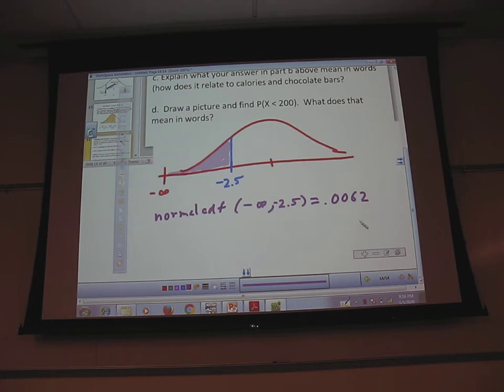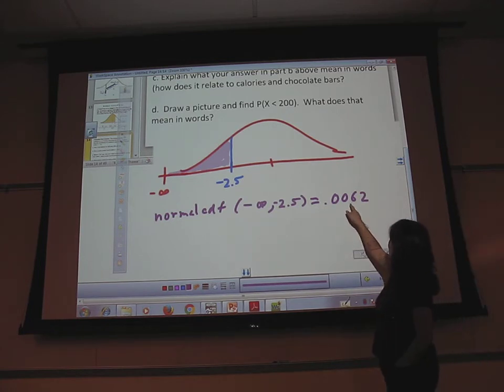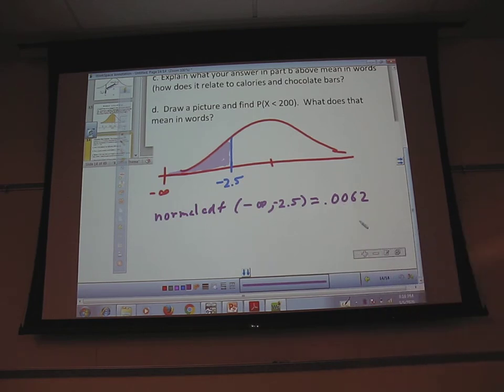Kat, what'd you get? The probability of selecting a candy bar less than 200 calories is less than 1%. Yeah, it's less than 1%, is 0.62% or 0.0062. Good.